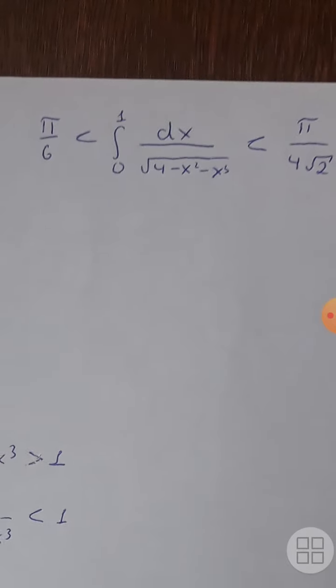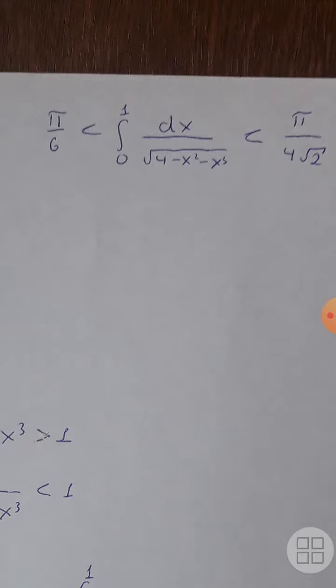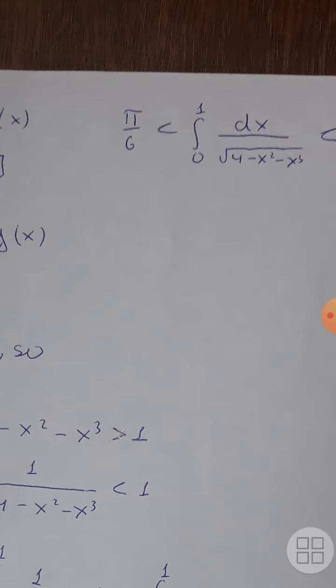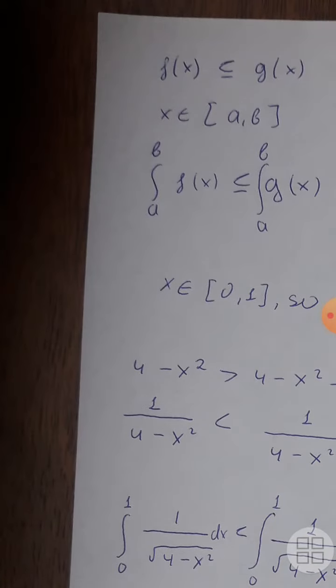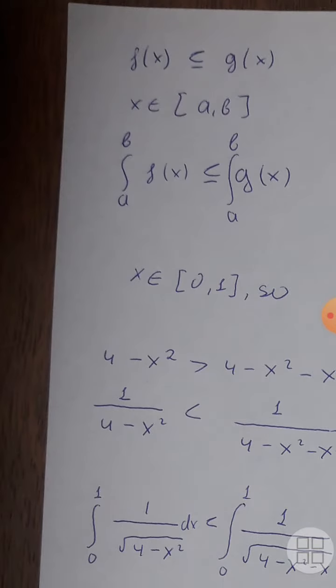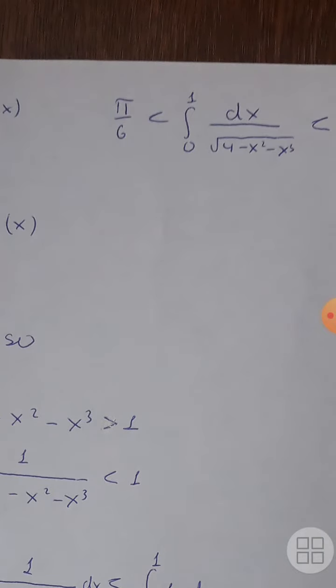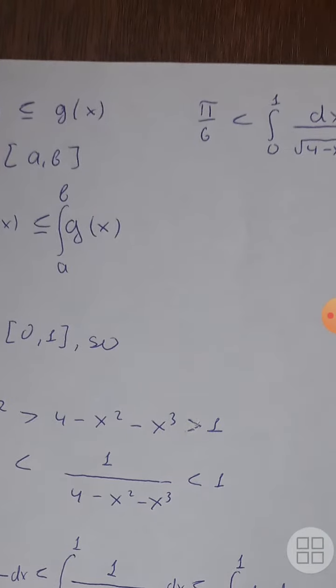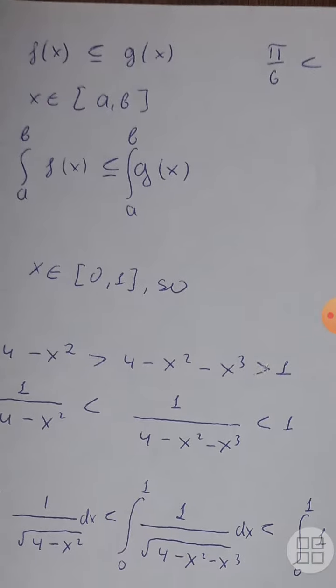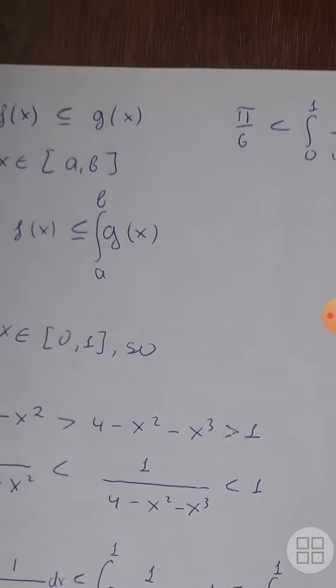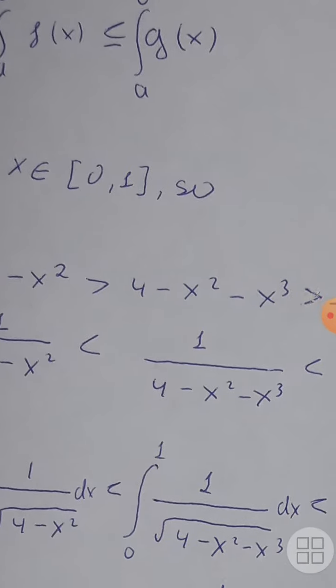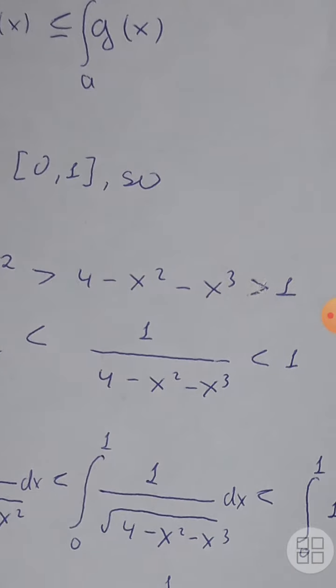For solving this inequality, we'll use one rule. According to David Brennan's text, if f(x) is less than g(x), then the integral of f(x) is less than or equal to the integral of g(x) in the interval from a to b. In our case, a and b are 0 and 1, so let's try to solve this inequality.